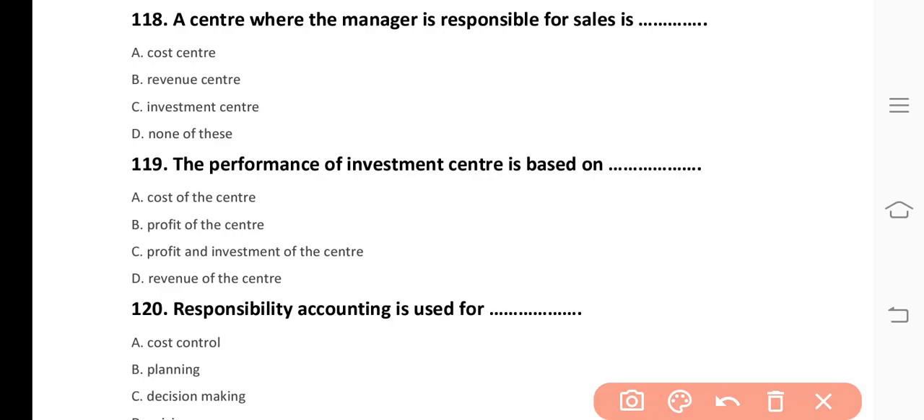MCQs number 118. A center where the manager is responsible for sale is cost center, revenue center, investment center, none of these. So correct option is option B, revenue center. A center where manager is responsible for sale is known as revenue center.